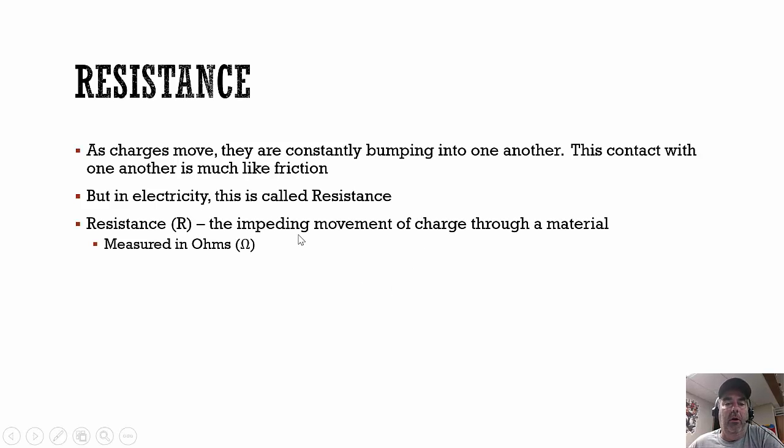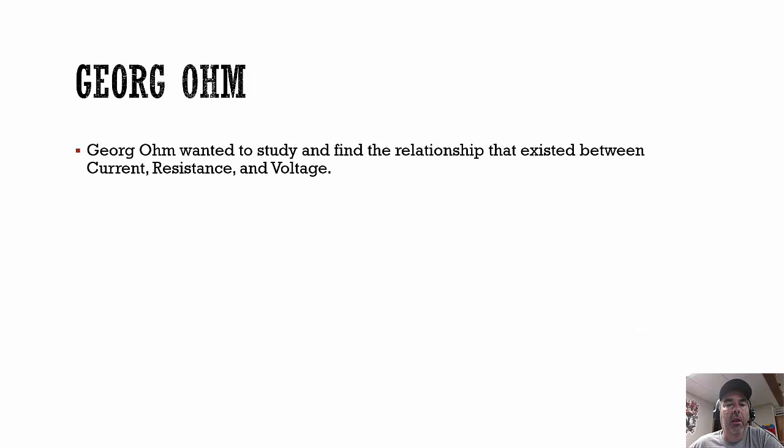Resistance, according to the definition, is the impeding movement of charge through a material. And it's going to be measured in ohms, symbol omega, kind of like a horseshoe upside down. The unit ohms was named in honor of George Ohm, because he wanted to see how resistance, voltage, and current were going to be related to one another.